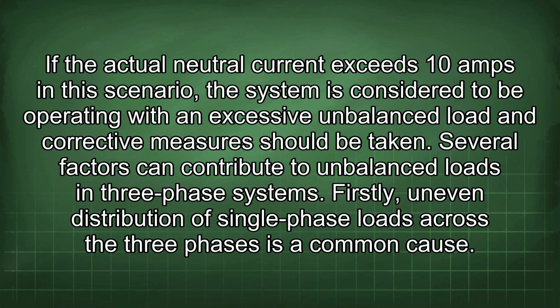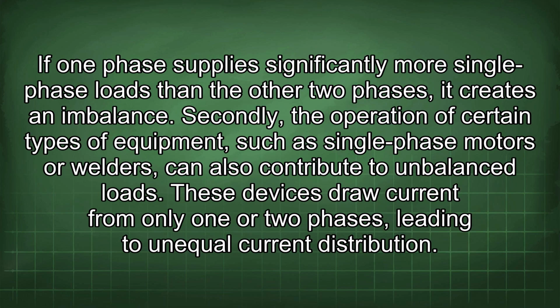Several factors can contribute to unbalanced loads in three-phase systems. Firstly, uneven distribution of single-phase loads across the three phases is a common cause. If one phase supplies significantly more single-phase loads than the other two phases, it creates an imbalance. Secondly, the operation of certain types of equipment, such as single-phase motors or welders, can also contribute to unbalanced loads. These devices draw current from only one or two phases, leading to unequal current distribution.